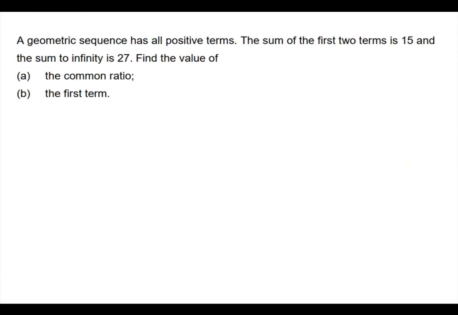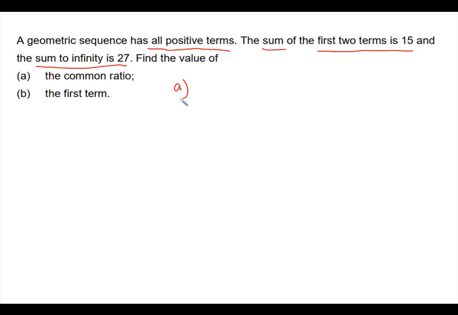All right, let's take a look at this next problem here. A geometric sequence has all positive terms. The sum of the first two terms is 15, and the sum to infinity is 27. So we need to find the common ratio first.